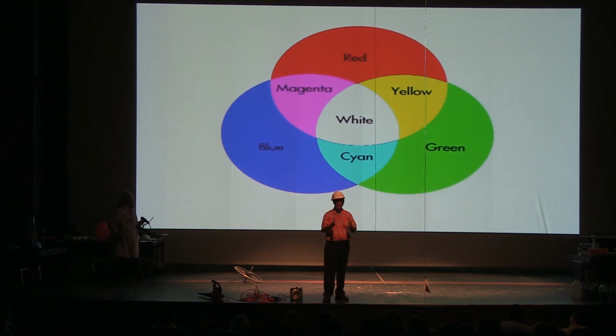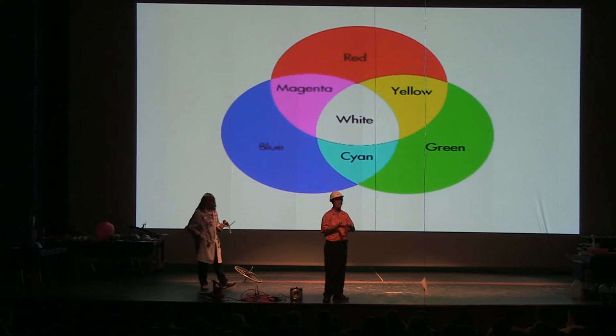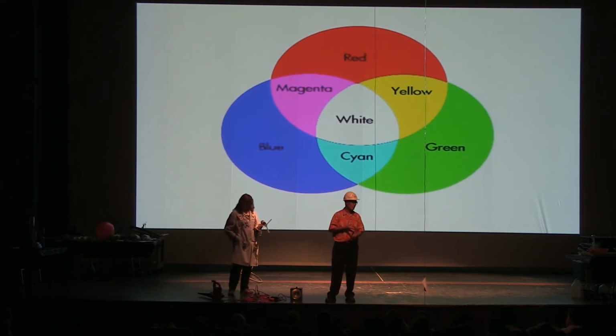Now, so again, we can make all the different colors from these three colors, but we cannot make red, green, or blue from any of the other colors. That makes it a primary color. And of course, red, yellow, and blue are the primary colors for pigments.